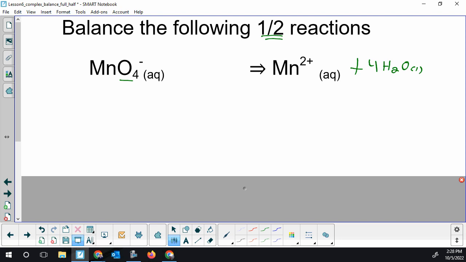Other than O and H done, O is done, H. Well, all the hydrogen came from our water. There's 4 pairs. There's 8 hydrogen at the end, so we need 8 hydrogen at the beginning. 1 step left, which is balancing our charge. We've got to bring the high side down to the low side. The electrons could go on the reactant side or the product side.